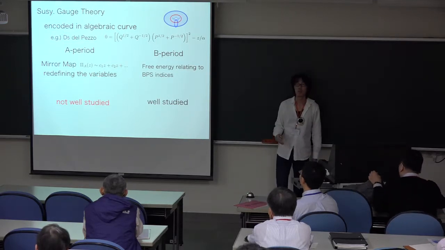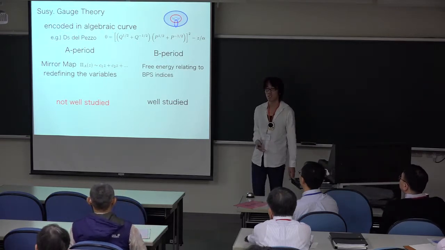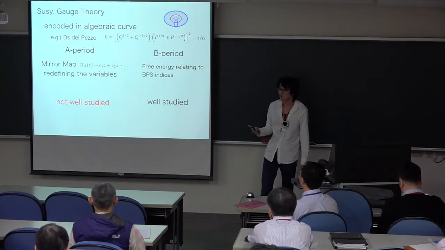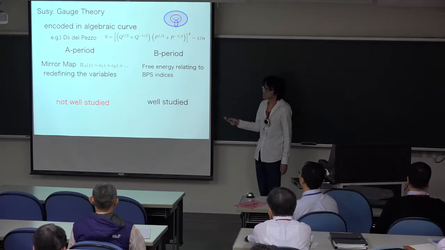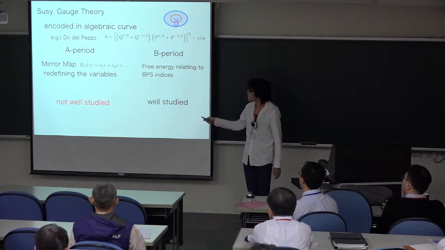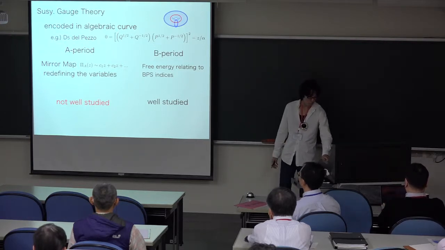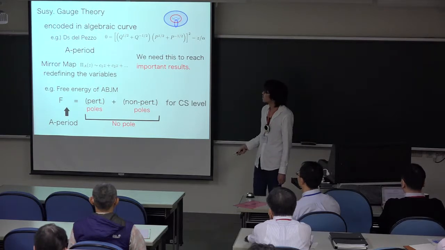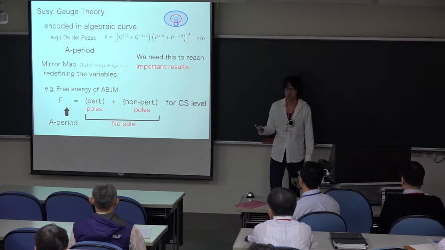From the form of the B period, we can calculate the free potential, or free energy, which is one of the important physical quantities to determine the dynamics of the supersymmetric theories. In that sense, the B period has been studied extensively. On the other hand, the A period is less understood than the B period. However, especially for the case of the M-theory, the mirror map, which can be calculated from the A period, plays a quite important role.